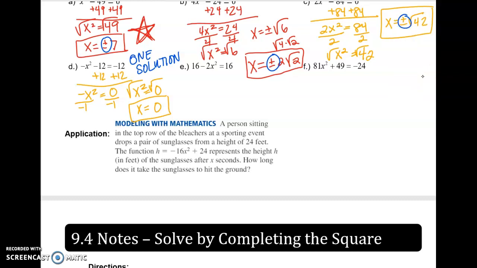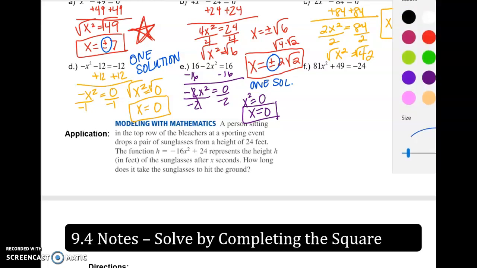Really liking all my color choices over here. Part E, subtract 16. Try to isolate x. We have negative 2x squared equals 16 minus 16, which is 0. Once again, dividing by negative 2, x squared is equal to 0, which means x is equal to 0, and you only have, go back to my blue, you only have one solution on letter E.